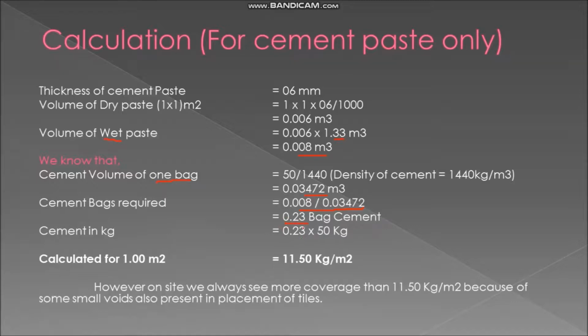Now we will convert it into kg. We will multiply it by 50. That will give us 11.5 kg per square meter. Meaning 11.5 kg cement is required for 1 square meter of tile work. However, on site we always see more coverage than 11.5 kg per square meter. Why? Because some small voids are also present in the placement of tiles.